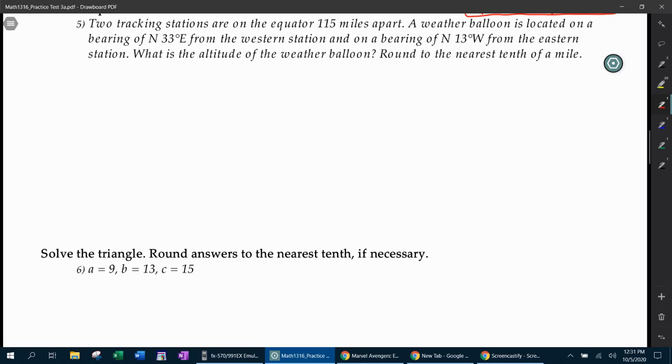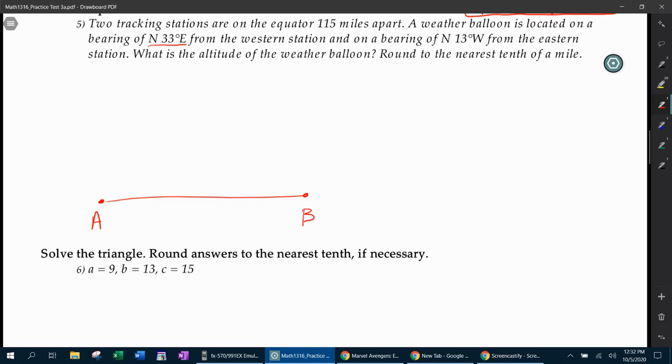Two tracking stations are on the equator 115 miles apart. A weather balloon is located on a bearing of, okay, so let's draw a picture here. Let's call this tracking station A. This is tracking station B. And it says a weather balloon is located on a bearing of north 33 degrees east from the western station. That's going to be A, north 33 east.